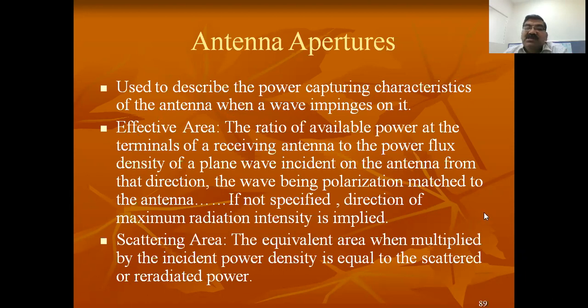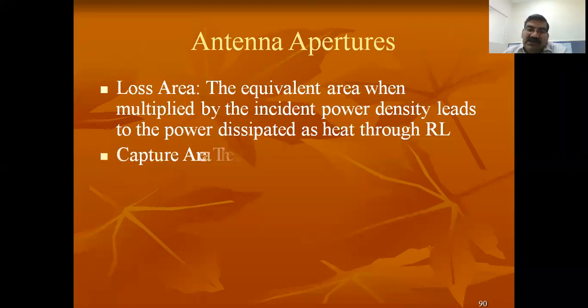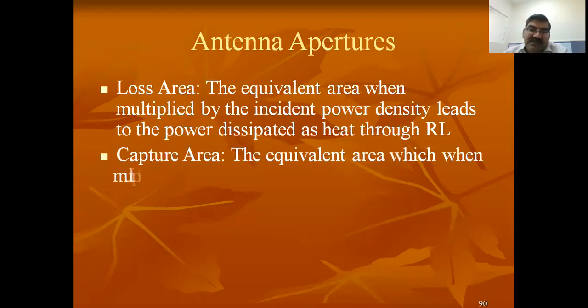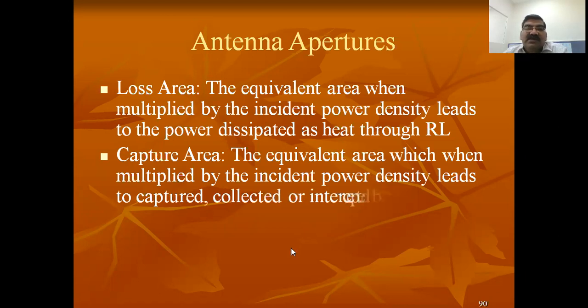Our focus is on the effective area of the antenna. Effective area and aperture are the same thing. In technical terms we use the terminology aperture, and in layman's terms, the effective area of the antenna. Then there are the loss area and the capture area. Capture area is where you are capturing, loss area is where you are losing, and it is denoted by RL.